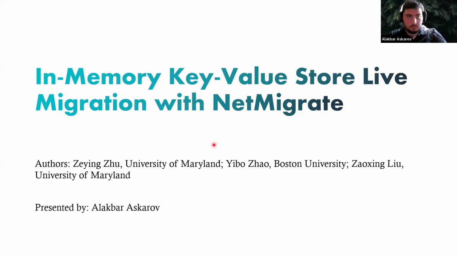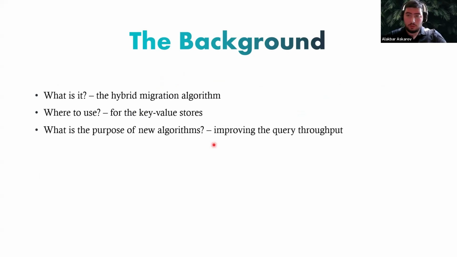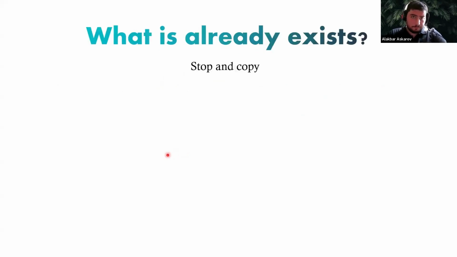So today I'm going to present in-memory key value store migration with NetMigrate. So basically, what is it? It's a hybrid migration algorithm. It is used for key value stores, improving the query throughput at some level, and it applies on a programmable switch.